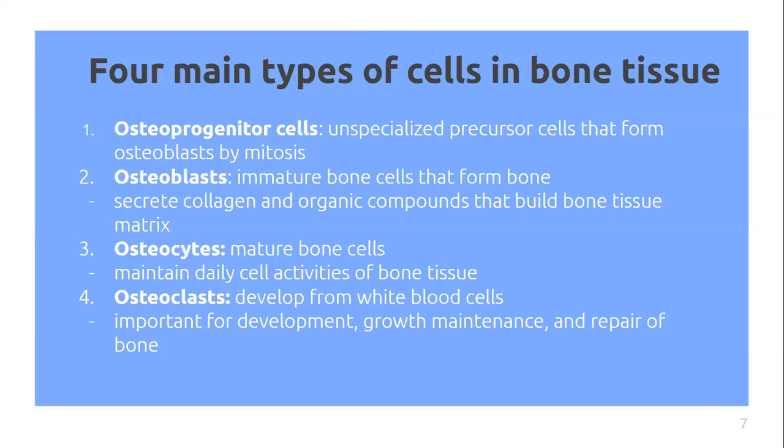Then we have osteocytes, and osteocytes are a step up, so they're mature bone cells. These maintain daily cell activities of the bone tissue, so it makes sure it gets all the nutrients and blood supply, and that everything's functioning properly.